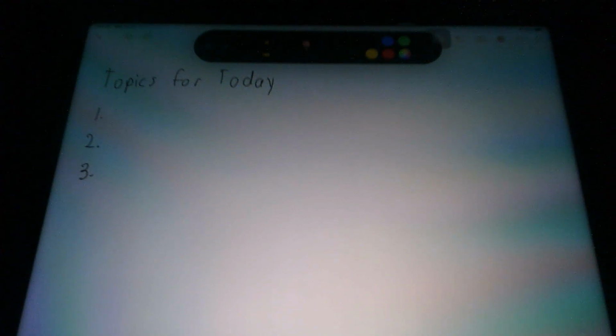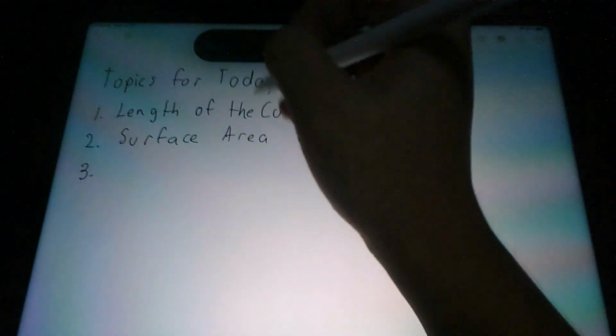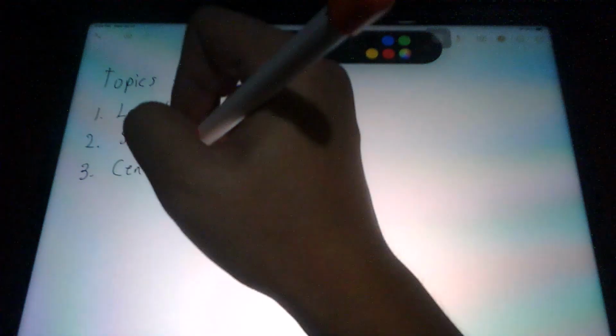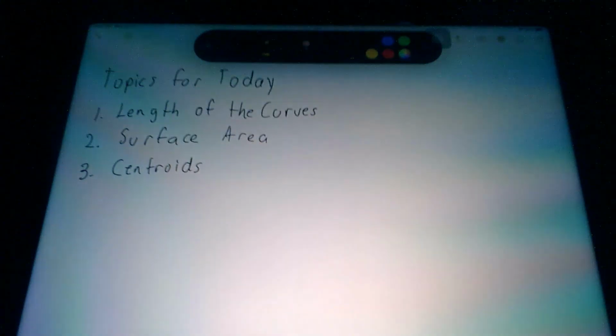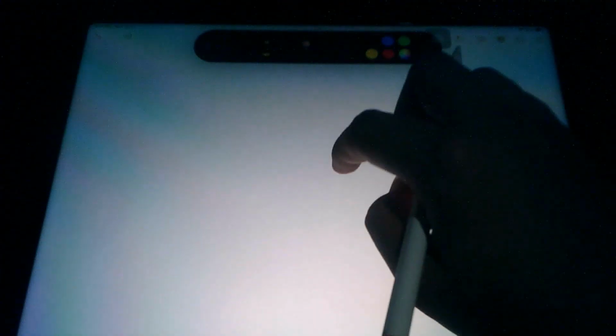In today's topic, we are going to discuss three topics which are: first, length of the curves. Second is surface area, and lastly is centroids. So first we are going to discuss length of the curve. So let's do that here. So length of the curve.